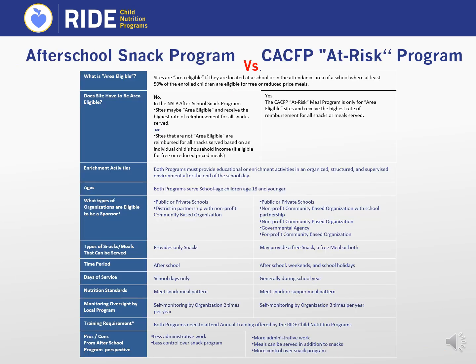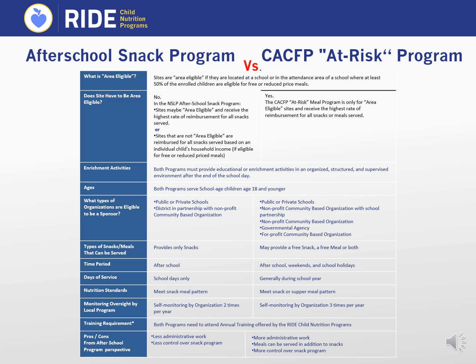So let's now discuss the differences and similarities between the after-school snack program and the CACFP at-risk program. Quickly, let's define what area eligible means. Sites are area eligible if they're located at a school or in the attendance area of a school where at least 50% of the enrolled children are eligible for free or reduced meals. In the after-school snack program, you do not have to be an area eligible site to participate, but for the at-risk program, you do.